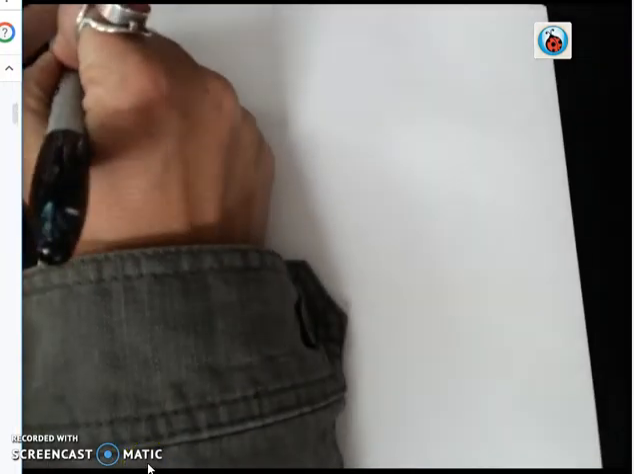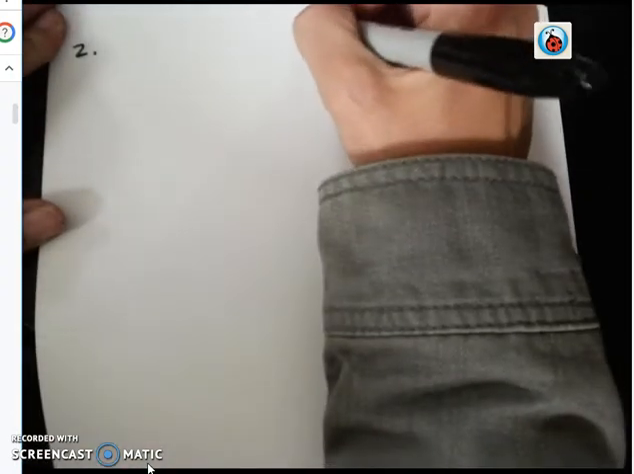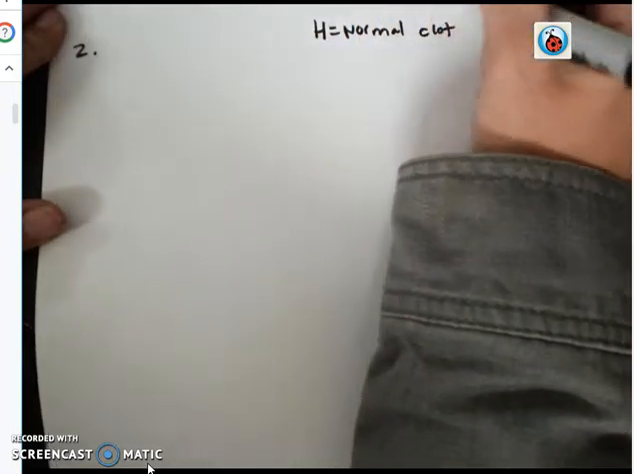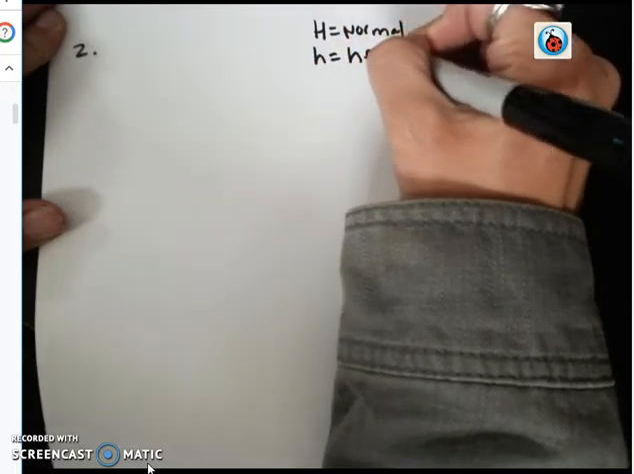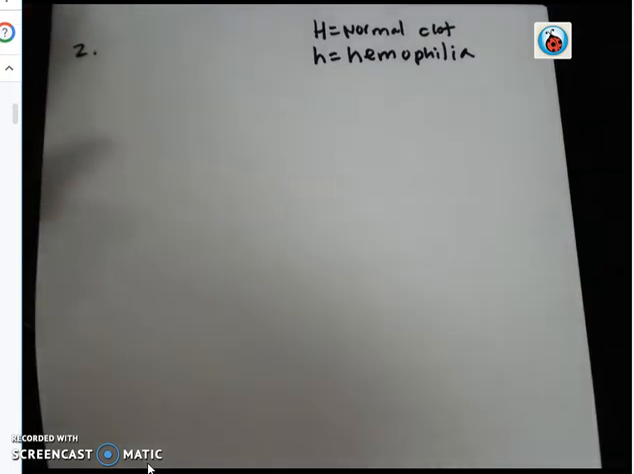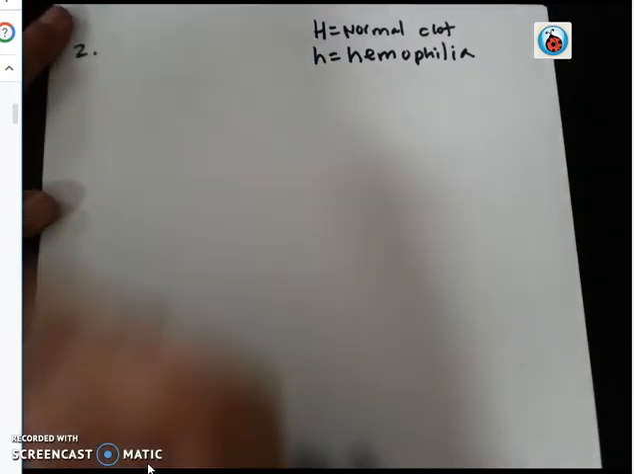So this question is looking at hemophilia, which is a sex-linked recessive trait. In this condition, the person does not make blood clots, and so even the simplest cut, they will bleed and bleed and bleed. Since it's sex-linked recessive, we can use H to be normal clotting, and then the recessive will be hemophilia. Because it is a sex-linked trait, we're going to assign these onto X's and Y's.